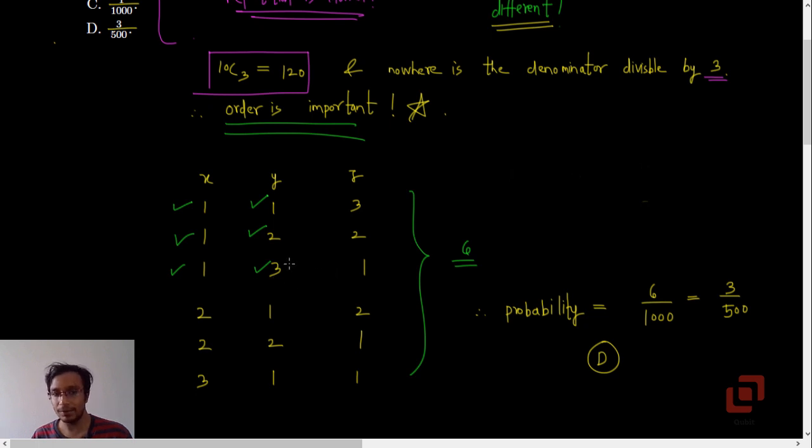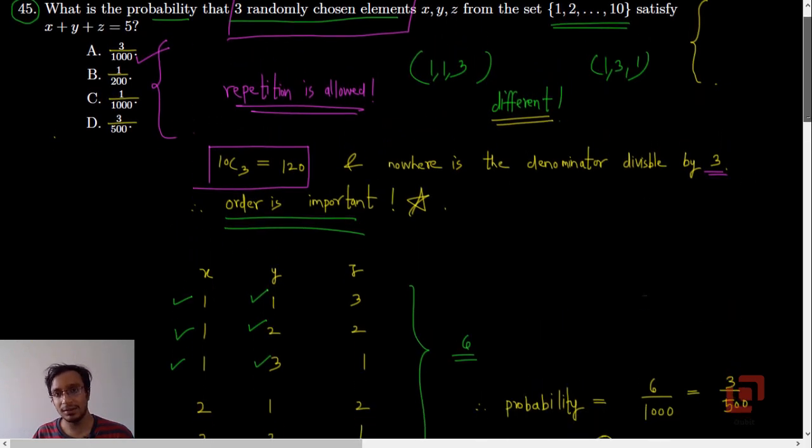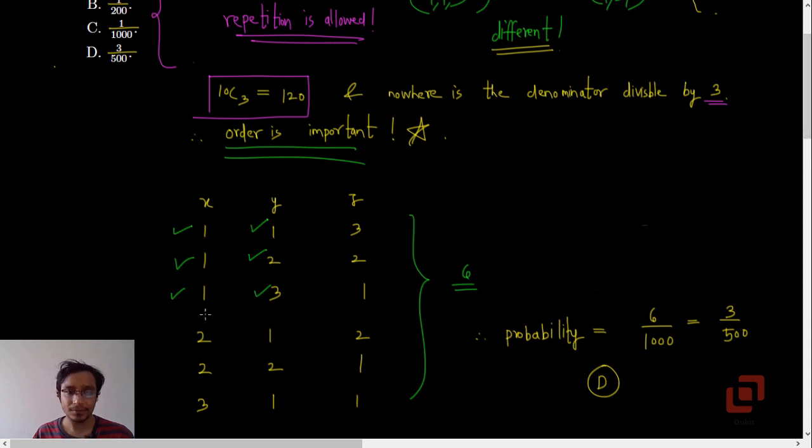Now y cannot be 4 because otherwise the sum would exceed 5, and this is because 0 is not part of our set. So then we must go to x equal to 2. Again start with the least value of y, that is 1, so 2, 1, 2. Then 2, 2, 1. Again you cannot make y 3, otherwise z will be 0. So the last is x equal to 3, so 3, 1, 1. So how many ordered triplets did we get here? 6.